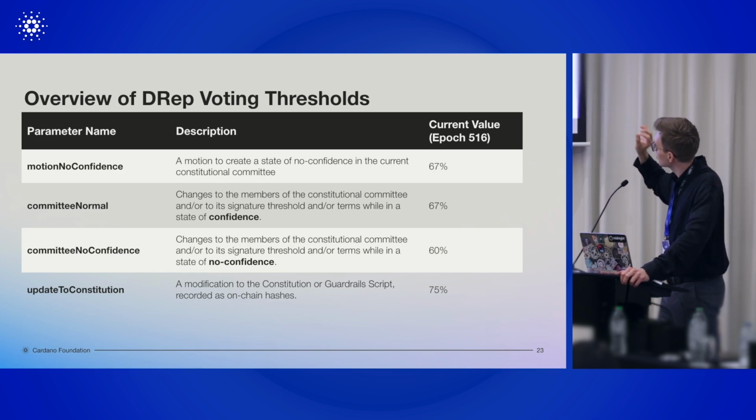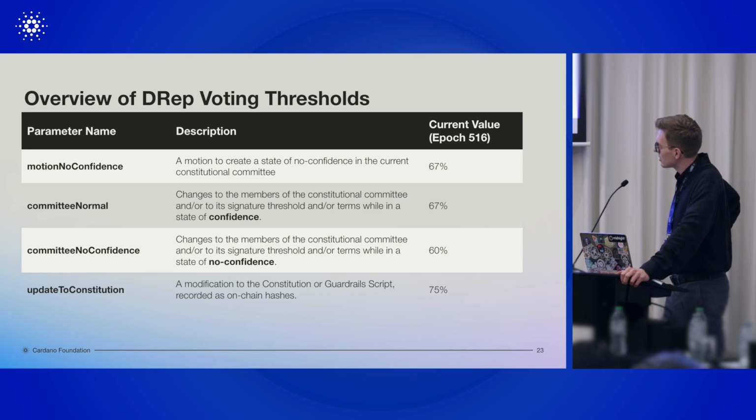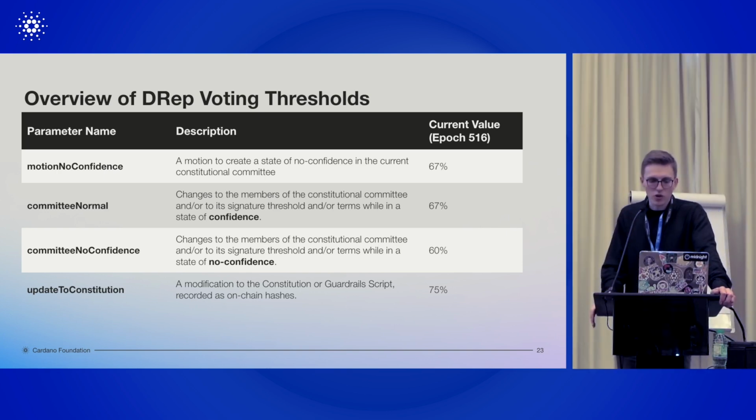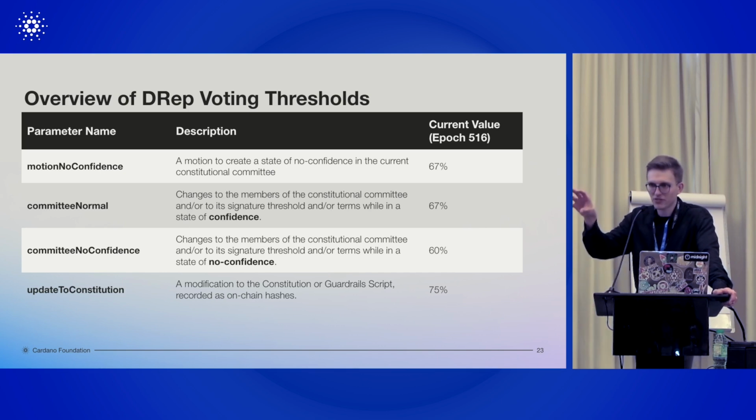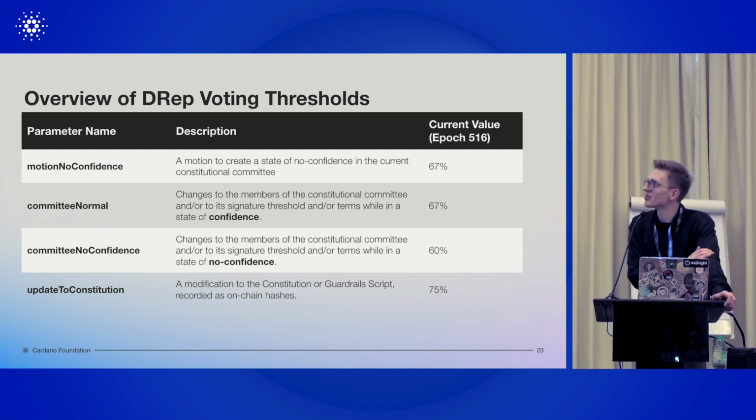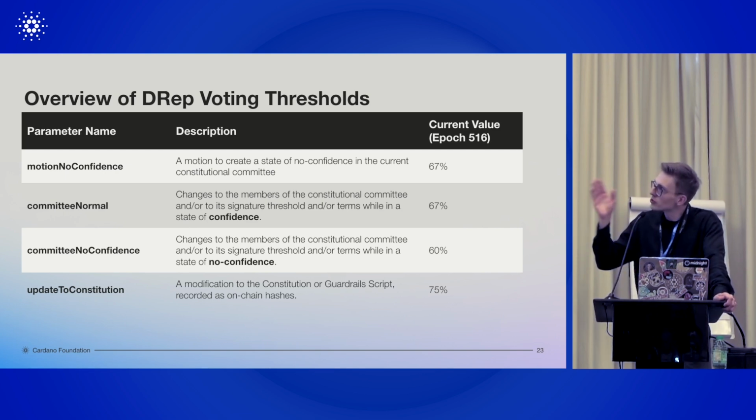This is the highest one of this list, because what this allows you to do is to modify the constitution or the guardrail script. And I mean, the constitution, right, we have an interim one that is currently on chain. It's specified with the hash of the constitution and the URL. But in the future, we might have to change that, and we will actually change that. There is a new constitution that's being worked on. Many of you have joined these constitution workshops, and yeah, the threshold to change the constitution is 75%.